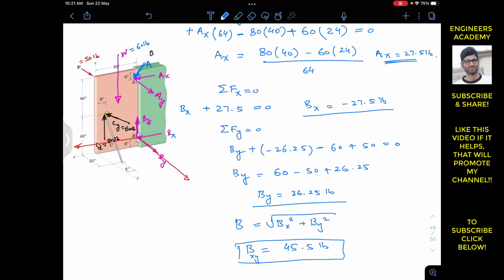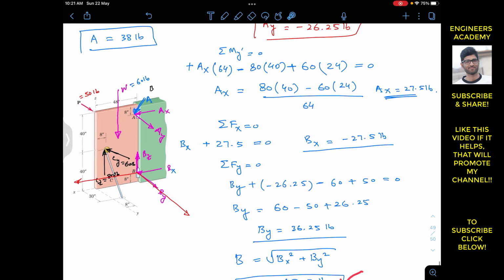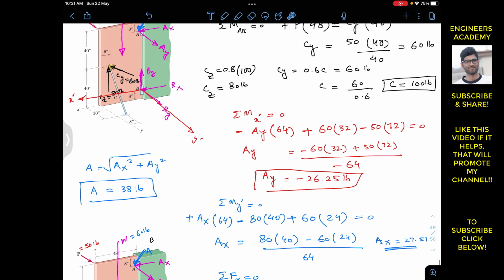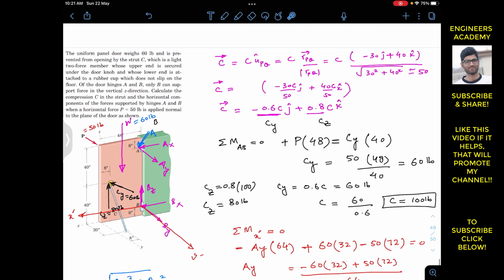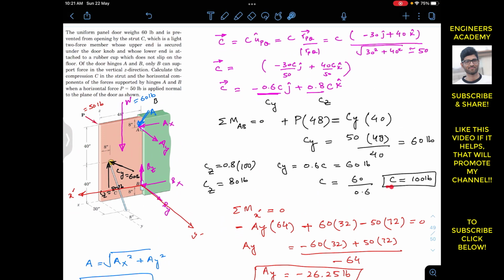So this is the horizontal component of the reaction at B lying in the xy plane. This is the horizontal component of the reaction at A, which is acting in the xy plane, and the compression in that strut is equal to 100 pounds. So this is the solution of this particular problem. I hope this will help you in your learning.